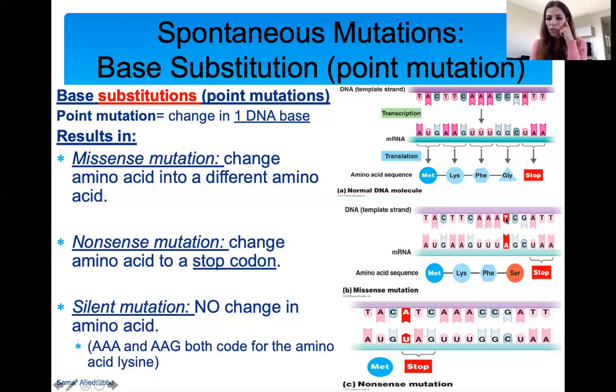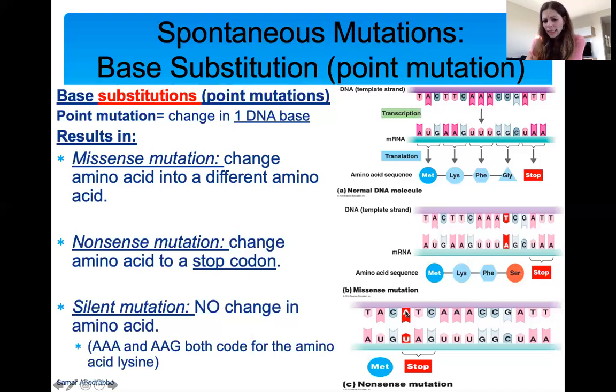So the complementary to T is A, and now the codon you have is AGC. In the original strand, GGC coded for glycine. Now AGC codes for serine, a different amino acid. So we call this a missense mutation because one amino acid got changed to a different amino acid.